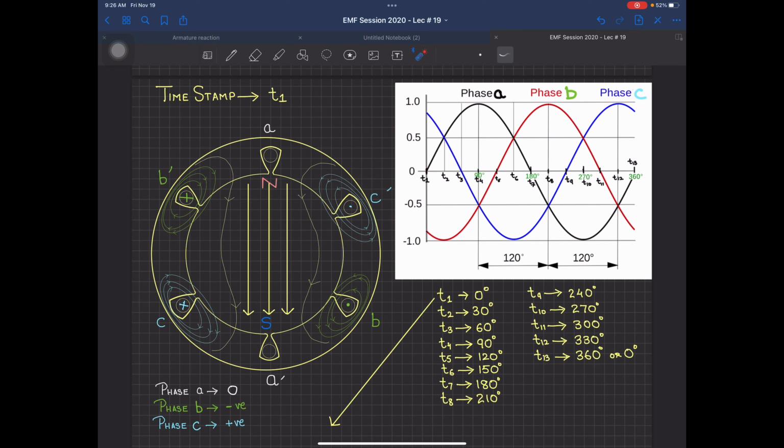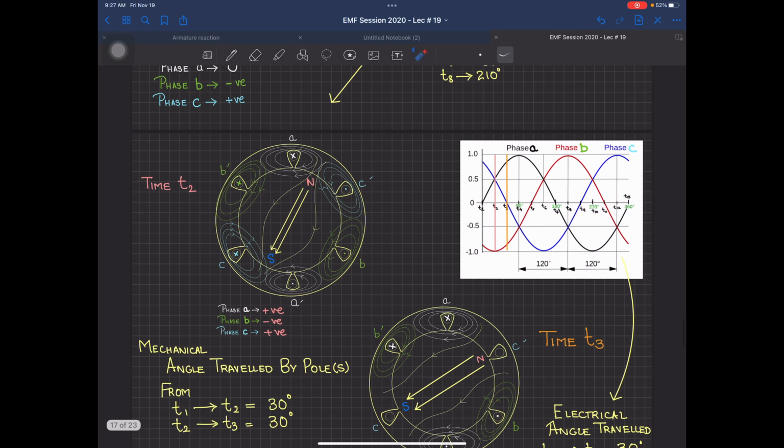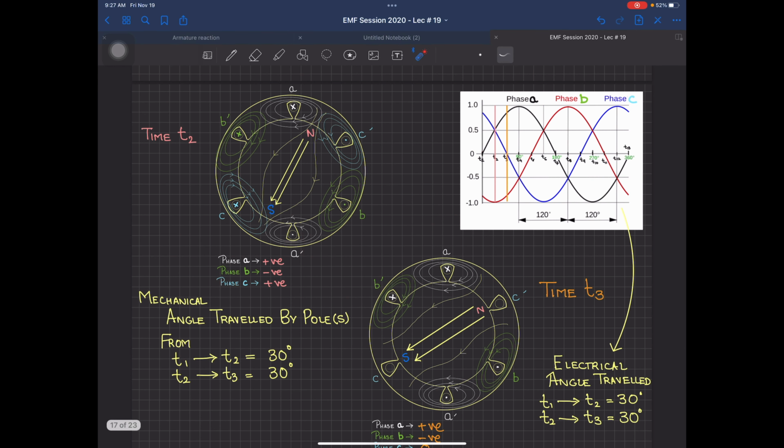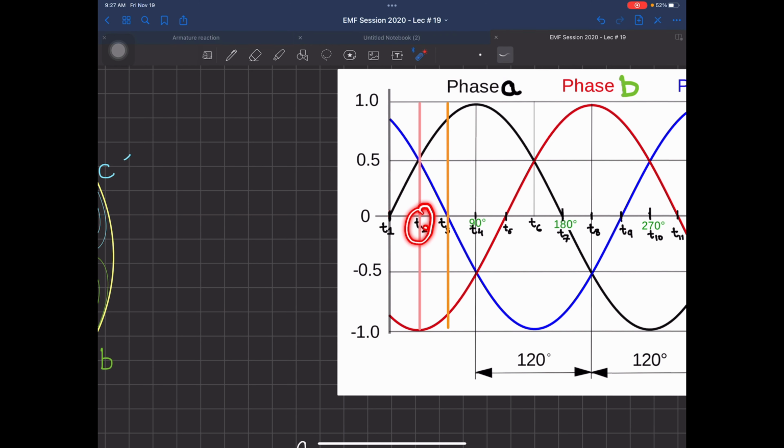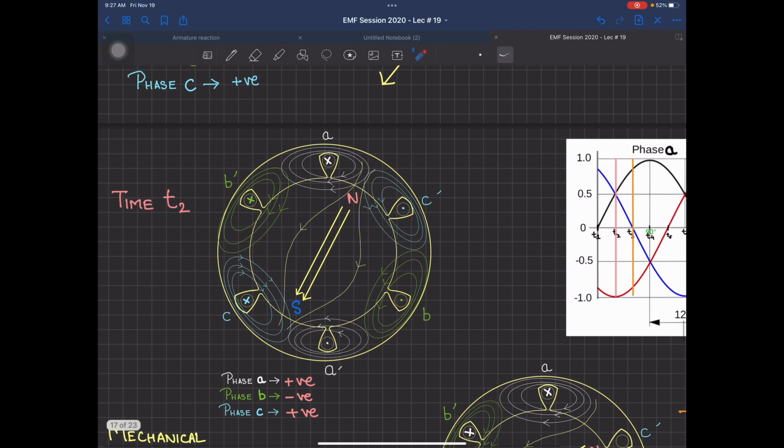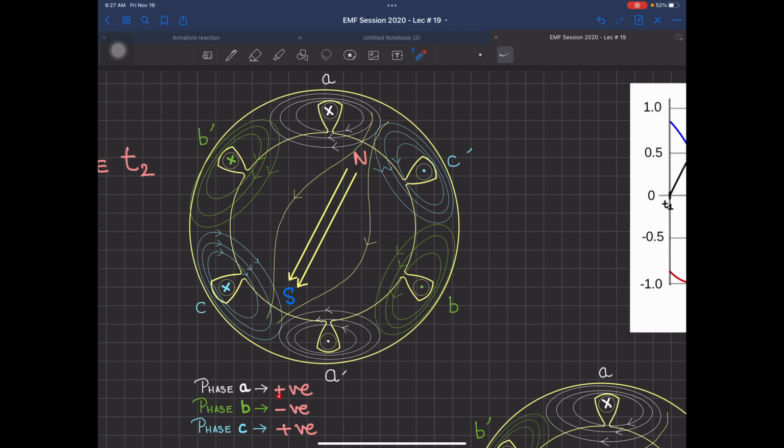Now when I move on to time t2, what is the direction of the magnetic field? I want to see that. For this purpose, same case, I have drawn two timestamps. One is t2. Now what is time t2? Time t2 is here. Phase A is positive, C is also positive, but B is negative. So when I plot this one, phase A is positive, B is negative, C is positive. Now again if you apply this, phase A is positive, you have a cross here, a dot in A dash. Phase B is negative.